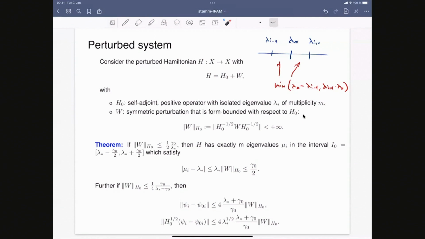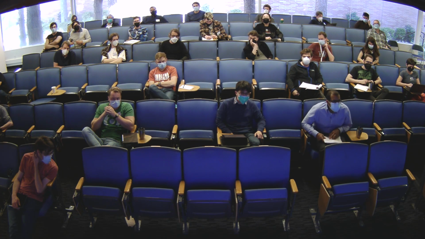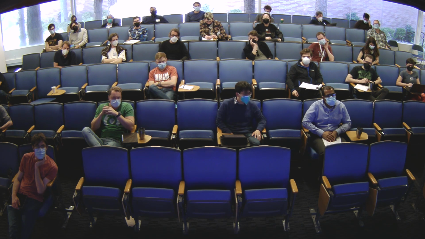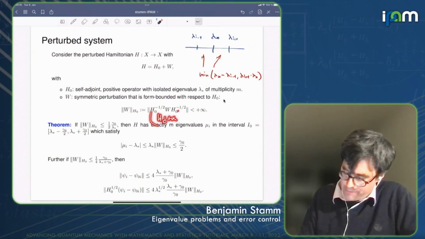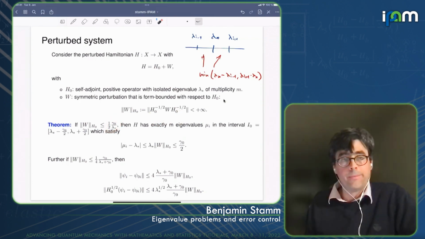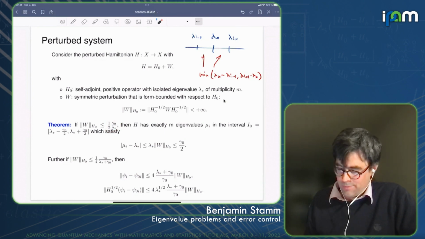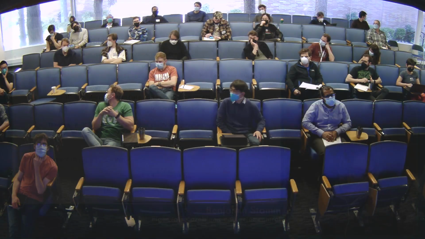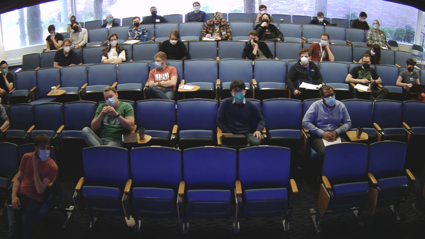Hey Ben, can I ask a question? Yes. Isn't this form norm a little bit artificial, in the sense that I can just add an arbitrarily large shift to H0? Then this becomes small. Okay, we do have a version where we add an alpha to H0, but then you pay for it. There's no free lunch. That's because the lambda star gets shifted up too. You're dividing by lambda star.